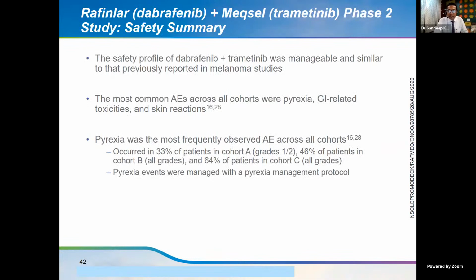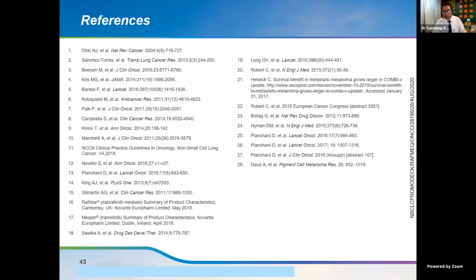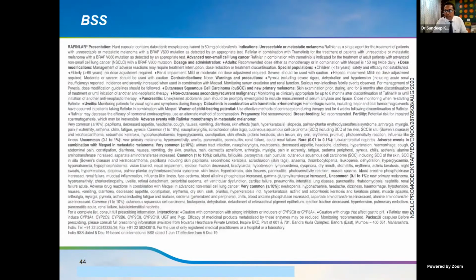The summary was that the safety profile is very manageable. The side effects seen are only pyrexia and GI-related toxicities. Pyrexia is the most commonly observed, although a very small proportion of patients have grade 3 or grade 4 pyrexia, which actually requires intervention. These are the references, and thank you all for patiently listening, and I'll be happy to take any questions.